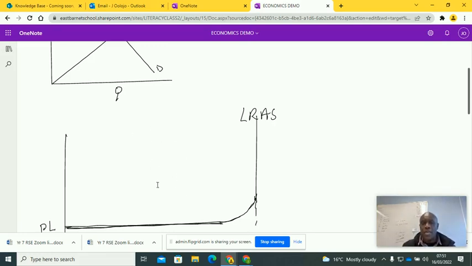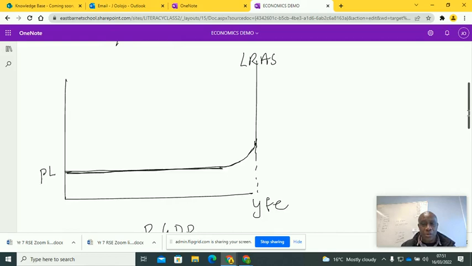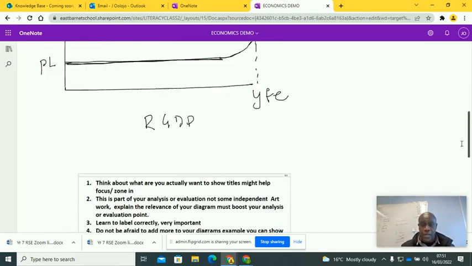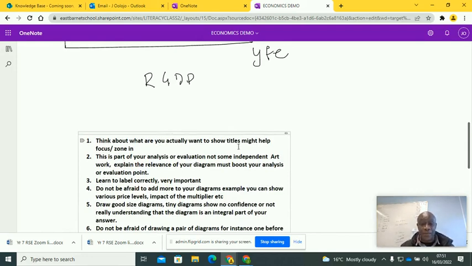You're trying to show an increase in government spending. Okay, you're focusing on that. So it's not a bad thing to do titles if that's going to help you focus on what you're trying to do. So that's one thing you can consider. It's not compulsory, but sometimes when you put a title, it actually makes you focus on what you're actually trying to show in your diagram.